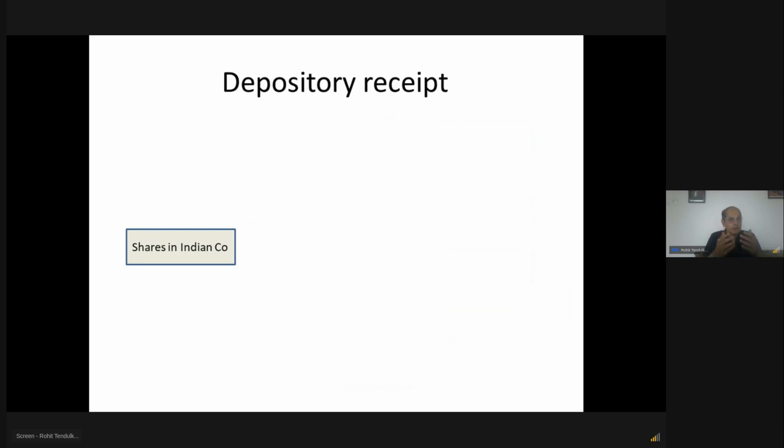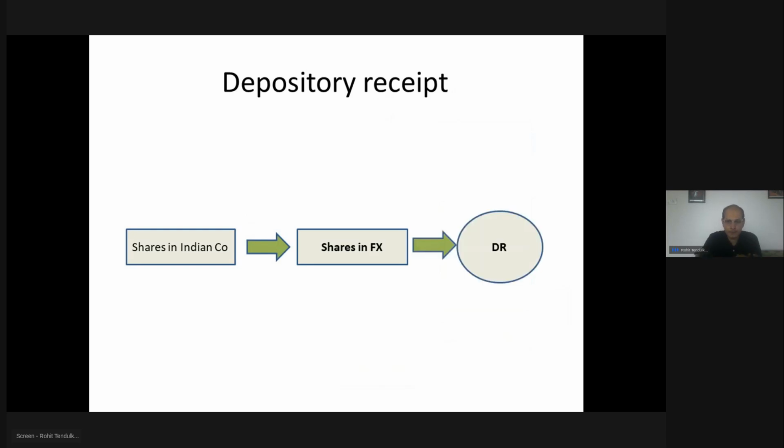Similarly, a company which is incorporated within India or outside India can issue depository receipts to the investor. Sorry, the issuer can raise money by issuing depository receipts to the investor. Shares in an Indian company or foreign company are converted into foreign currency and they are bundled up as a depository receipt. Now these depository receipts are listed on the recognized stock exchanges within the IFSC.